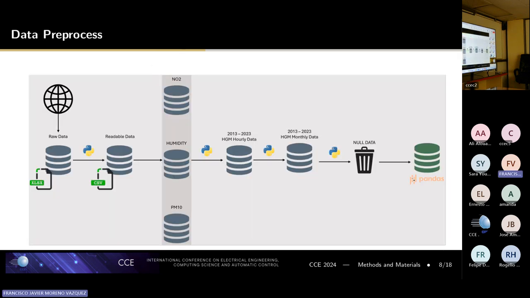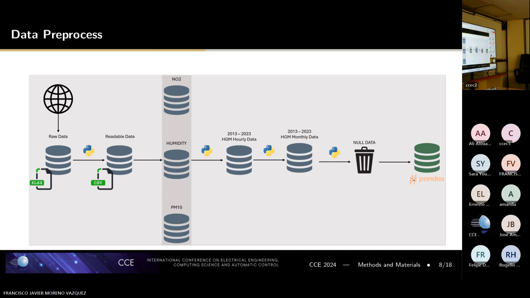Our data pre-process is to get the information from the internet, from official sources, from air quality stations that come in the form of spreadsheets, and through Python pipelines, we convert this into readable data, which is our input variables through correlation analysis, and our target data here is the PM10 concentration. All this data is condensed into an hourly database that we filter more and average for monthly data. After that, we clean it and we get our data for this research.